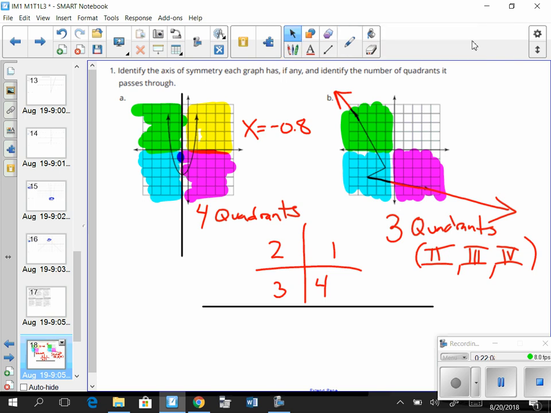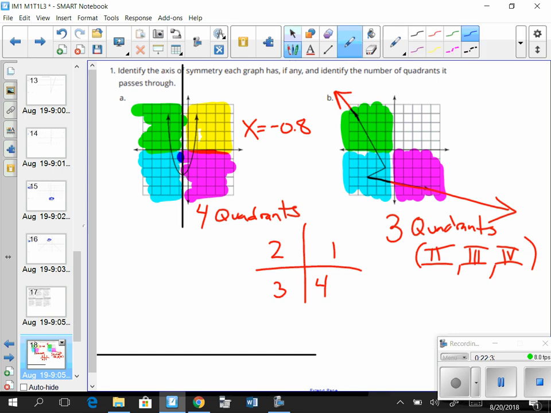Let's talk about axis of symmetry. If I go put a vertical line anywhere here, it doesn't look like it's going to look like a mirror. It doesn't look the same on both sides of that vertical line. So no vertical axis of symmetry. Let's try horizontal. No matter where I put this horizontal line, it does not look like it's operating like a mirror. So identify the axis of symmetry. It's as simple as saying no axis of symmetry.